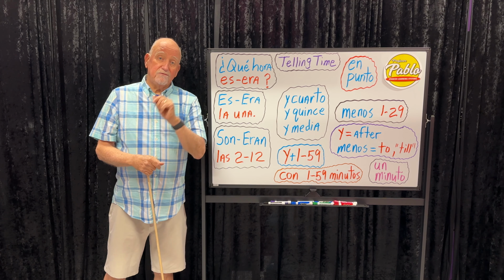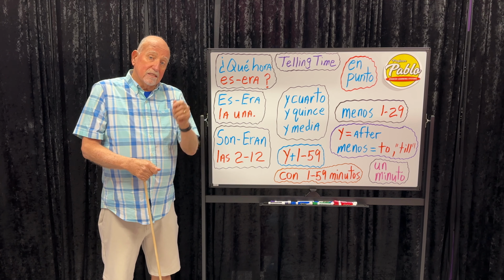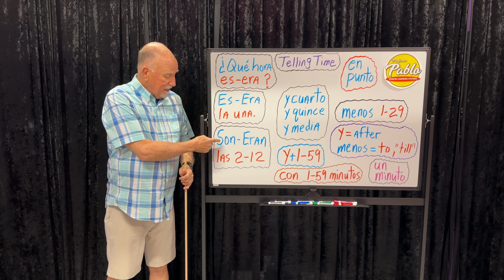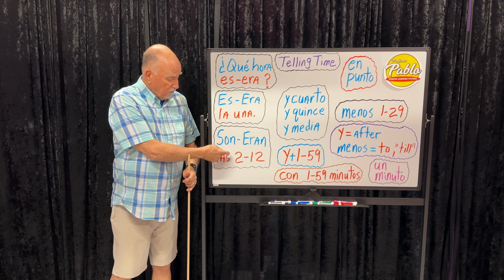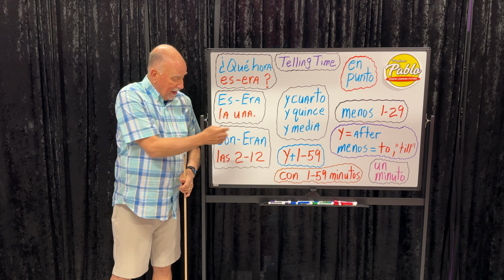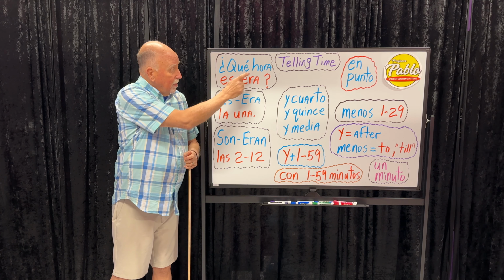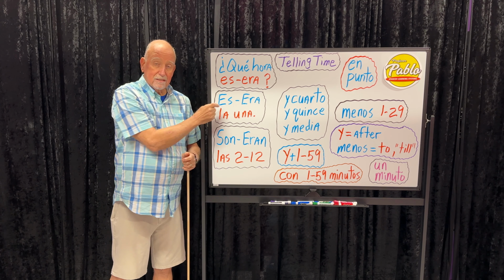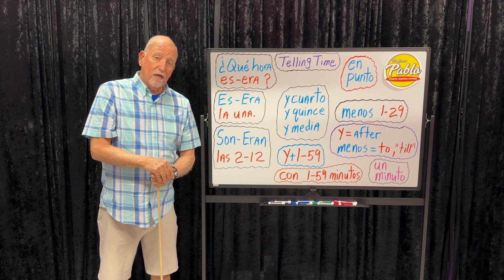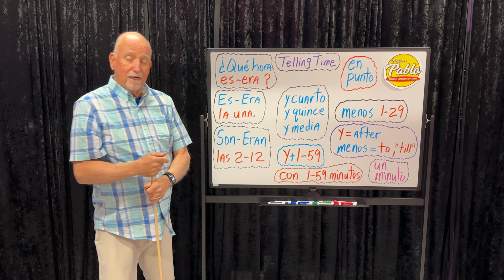But if we need to say it is 1 o'clock, we can't say son because son is for a plurality of hours. That's why you go son. But 1 o'clock, it's only 1 hour, singular. That's why we say es. It's 1 o'clock, es la una. It was 1 o'clock, era la una.